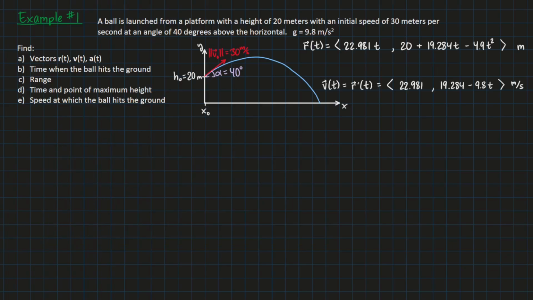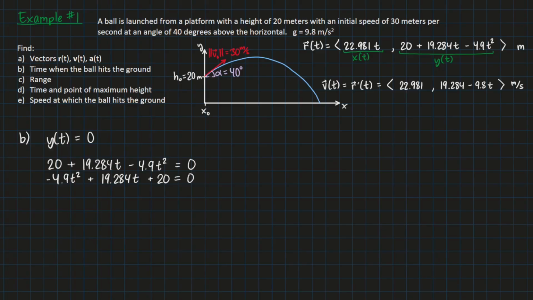Part B asks the time when the ball hits the ground. And we're going to reference our position vector r(t) for this. We're going to look at the y component of r(t), and we're going to set that part equal to 0, because when the ball is on the ground, that is when its height is at 0. This is a quadratic equation, and after solving it, you'll get two answers. And we want to take the time that is later. In this case, we find that t equals a negative time and a positive time, and we want to take the positive time.